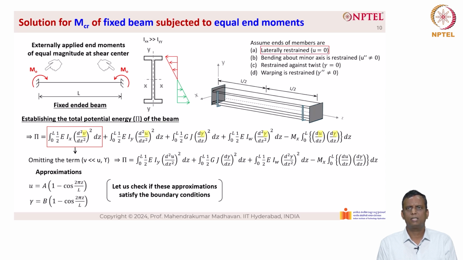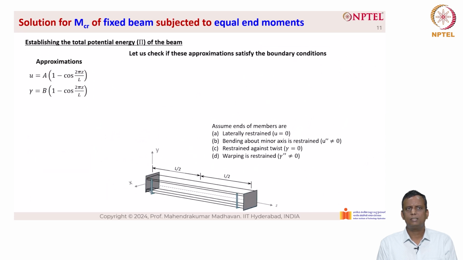So now let us look at the first boundary condition, which is laterally restrained, which means that U should be equal to 0. So U equal to A into 1 minus cos 2 pi z by L. So when we substitute U at z equal to 0, we have A into 1 minus cos 0, and cos 0 becomes 1. So A into 1 minus 1 becomes 0. So U at z equal to 0 is 0. Now at z equal to L, U is A into 1 minus cos 2 pi L by L, which means 1 minus cos 2 pi, and again cos 2 pi is equal to 1. So it becomes A into 1 minus 1, which again becomes 0.